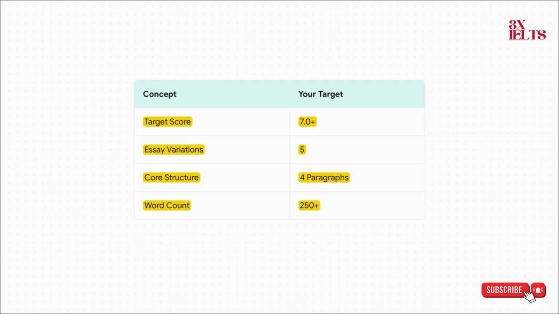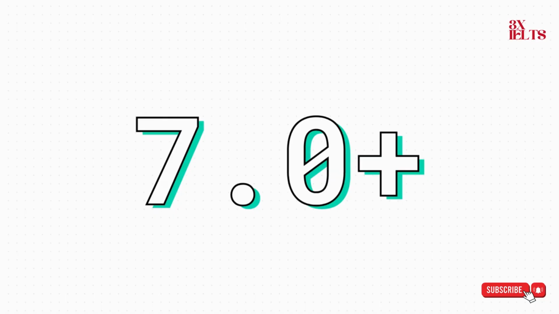So let's do a quick recap of the key numbers to remember. Your target score, 7.0 or higher. The core structure, 4 paragraphs. And that word count, always aim for 250+. Keep these targets in your mind and you are all set. That score is absolutely within your reach. With this blueprint, a solid action plan, and the right vocabulary, you have everything you need to write a clear, coherent, and high-scoring essay.